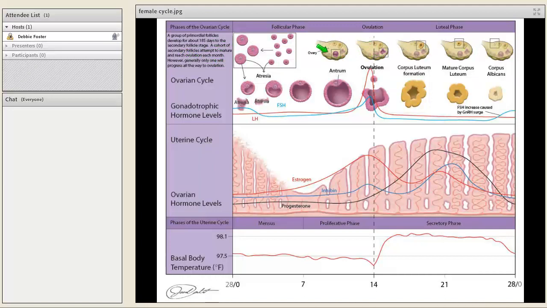All right, and this is just once again showing the size of what happens, and ovulation occurs in the corpus luteum, and see how it turns white if you don't have hormones. Okay, this is the uterine cycle here.